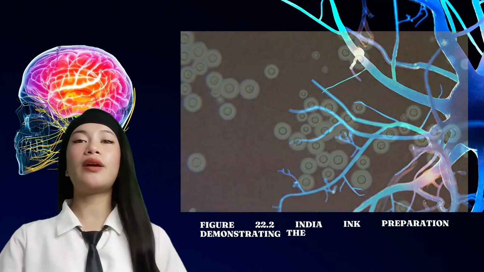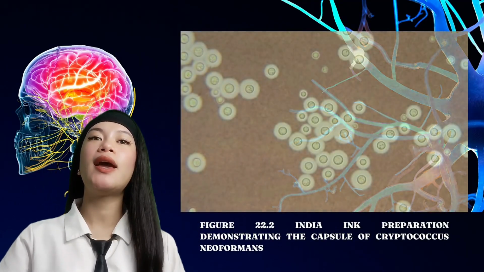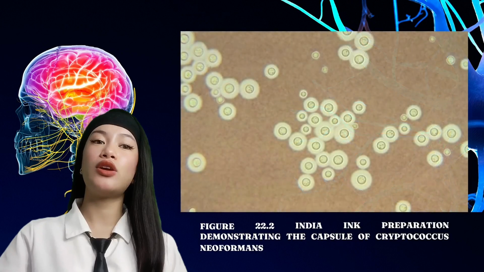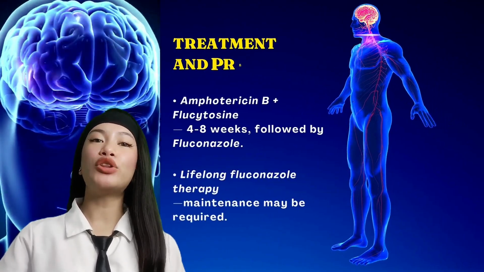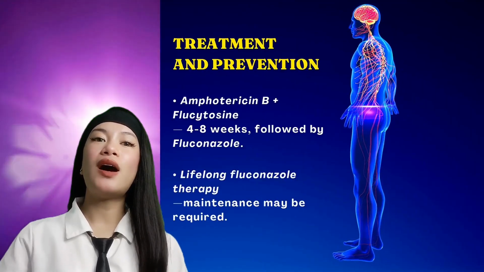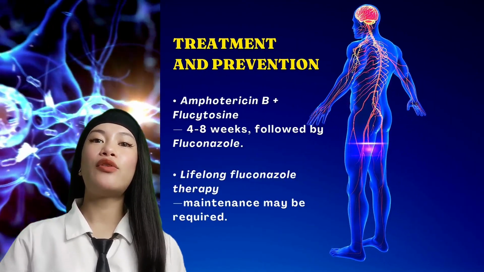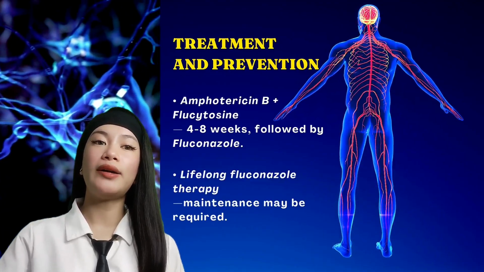So we have here a figure showcasing the India ink preparation demonstrating the capsule of Cryptococcus neoformans. For its treatment and prevention, we have amphotericin B plus flucytosine for 4 to 8 weeks followed by fluconazole. Then lifelong fluconazole therapy for maintenance may be required.